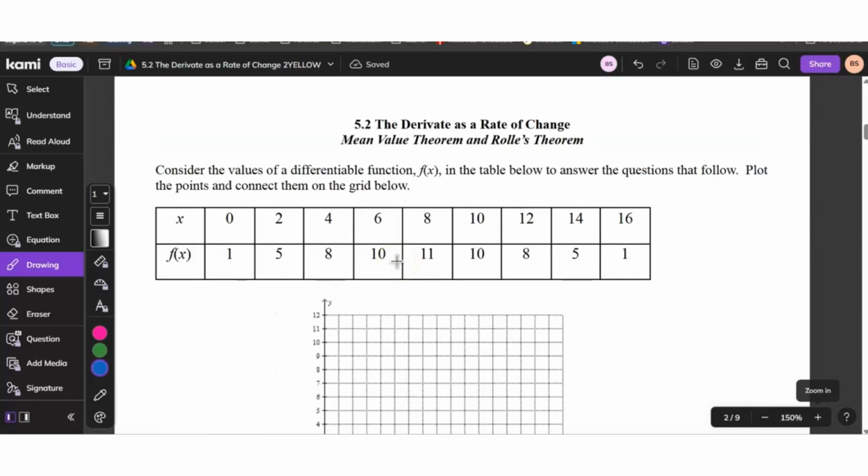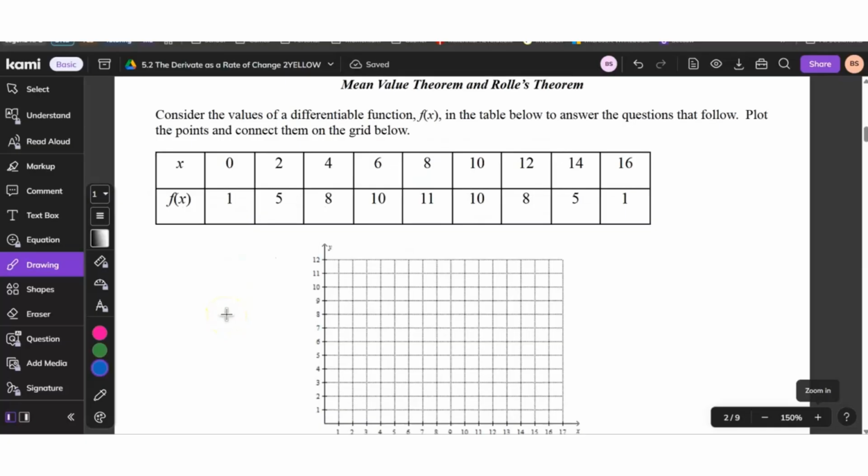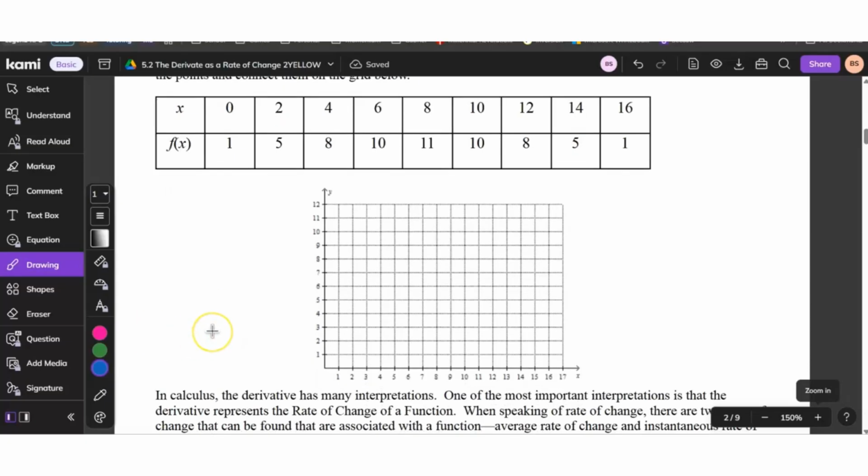So, derivative as a rate of change, which means we're going to talk about the mean value theorem and Rolle's theorem. Consider the values of a differentiable function f of x in the table below to answer the questions that follow, and plot the points and connect them on the grid below. All right, so we just have to plot the points.